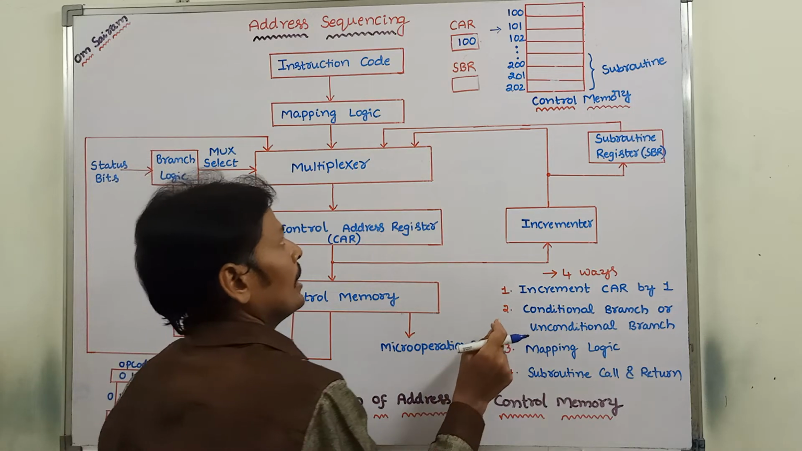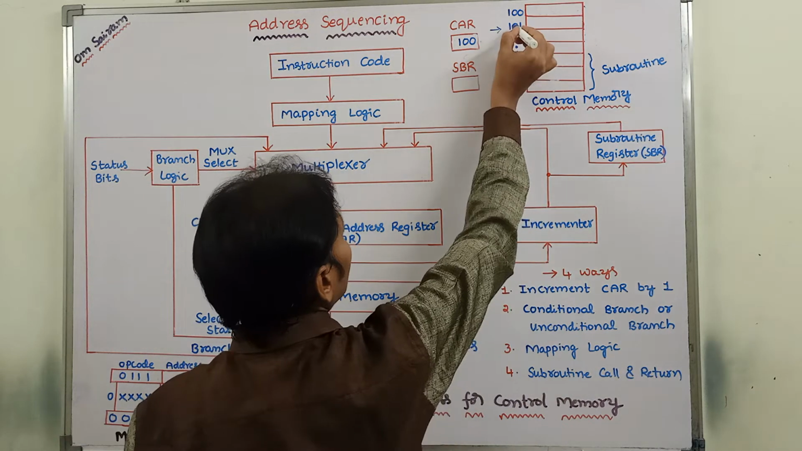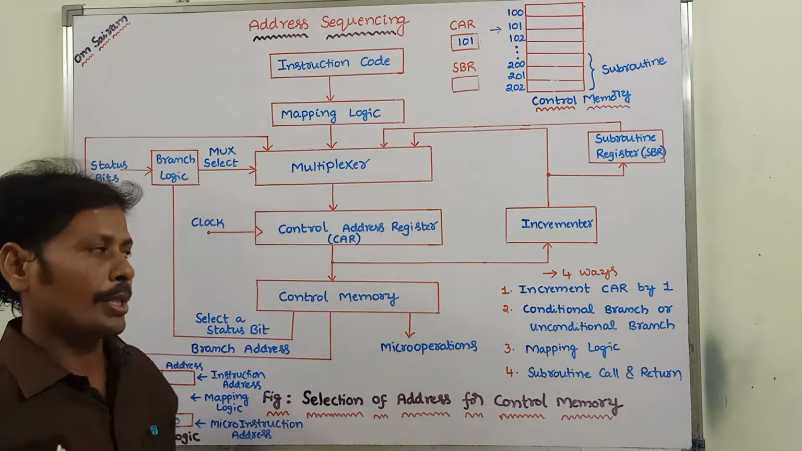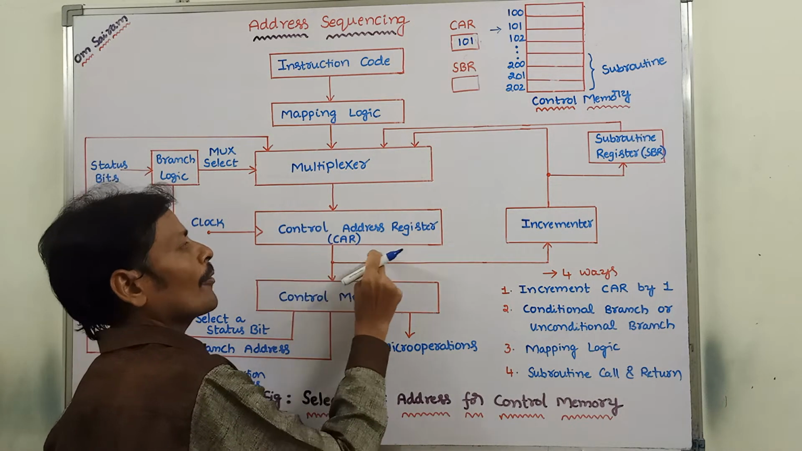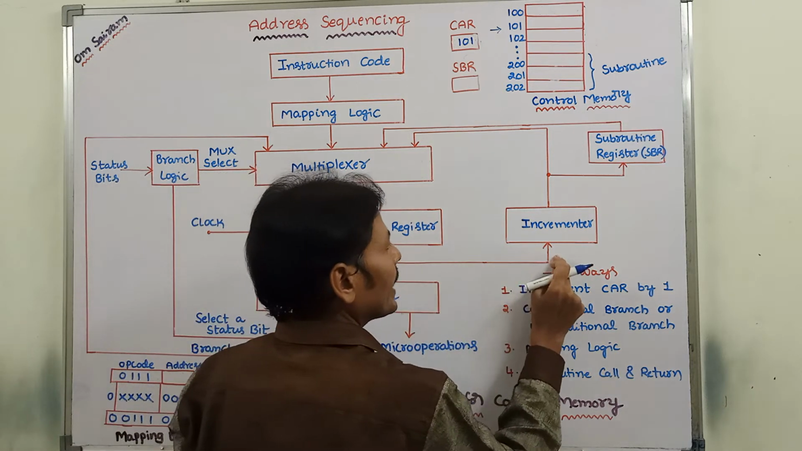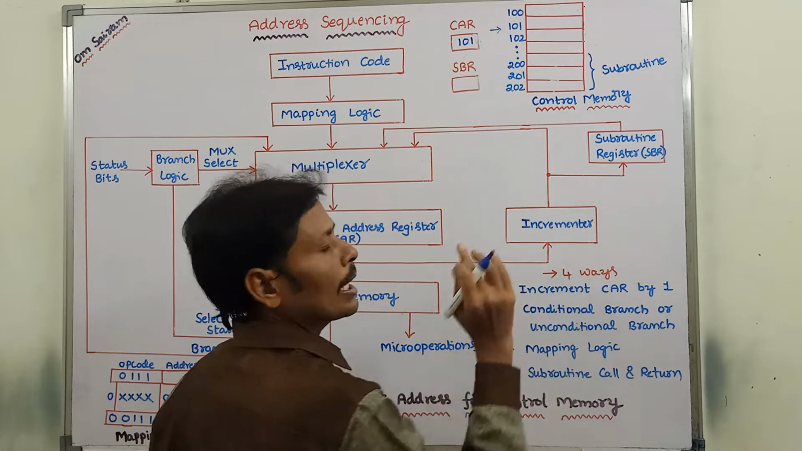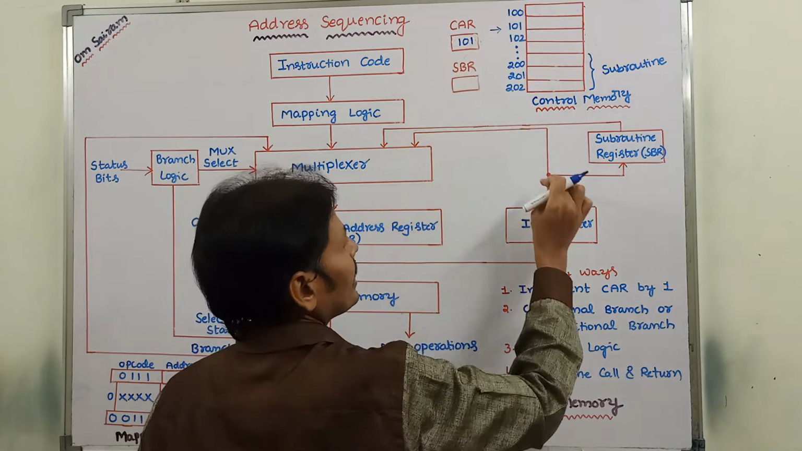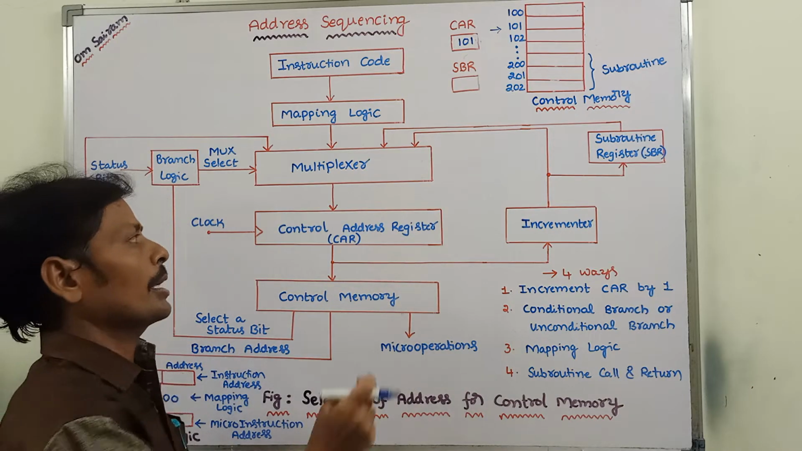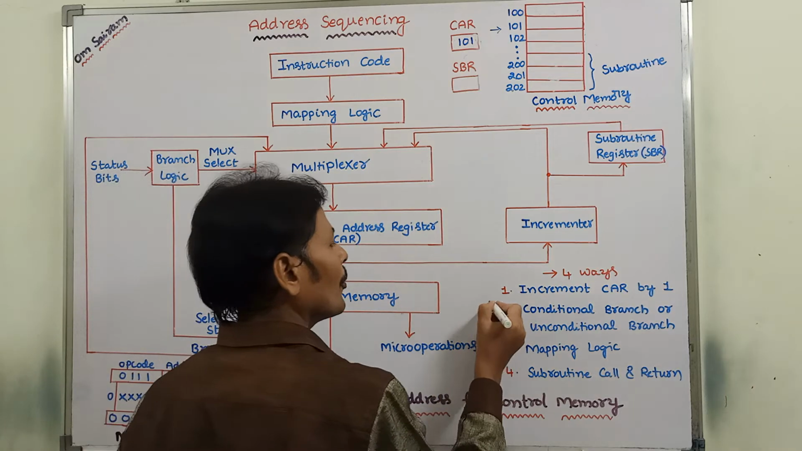Next, now the 101 is loaded into the control address register. The content of the control address register is 100, and that can be incremented by 1 by using the incrementer. Then what is the next micro instruction address? That is 101. That is loaded into the control address register through the multiplexer. Okay. Now we can go for the second way.